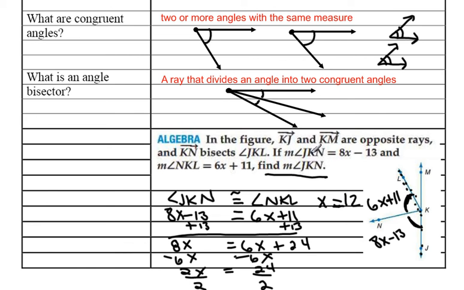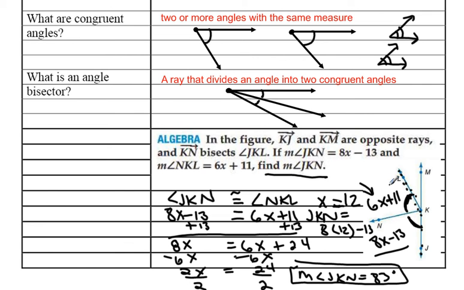But I don't stop there because it asked me to find JKN. And JKN is 8x minus 13. So I'm going to substitute in this x. So JKN is 8 times 12 minus 13. So that gives me the measure of angle JKN is 83 degrees.